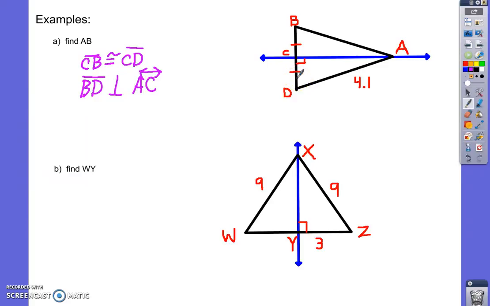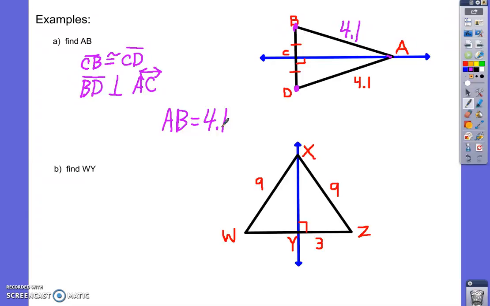That means that the distance from any point that's on this line has to be equidistant to each of these two endpoints. So take a look. If AD is 4.1, then AB has to be, you got it, 4.1. Okay, so AB equals 4.1. There's our distance right there. All right, and that's by the perpendicular bisector theorem.